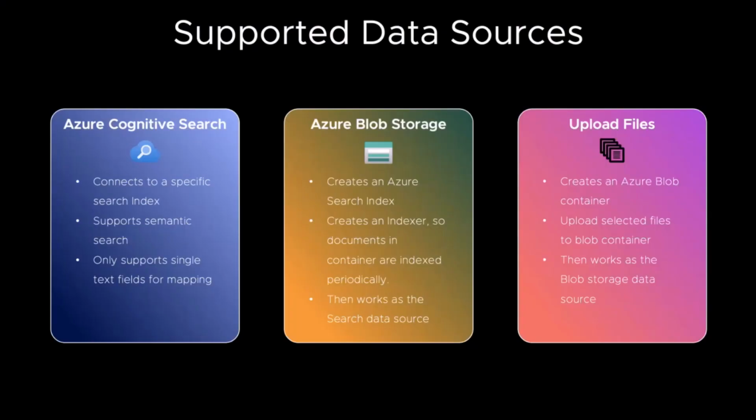Currently, there are 3 supported data sources. You can connect directly to an Azure Search index that supports semantic search, and you can map text fields for OpenAI. And also there's Azure Blob Storage, and you can even manually upload your files directly. These last 2 data sources, behind the scenes, are also Azure Search. So they are going to create a search index behind the scenes, but we're going to see it better in a minute.